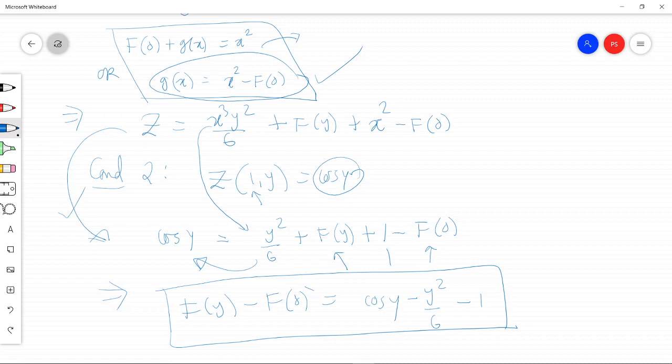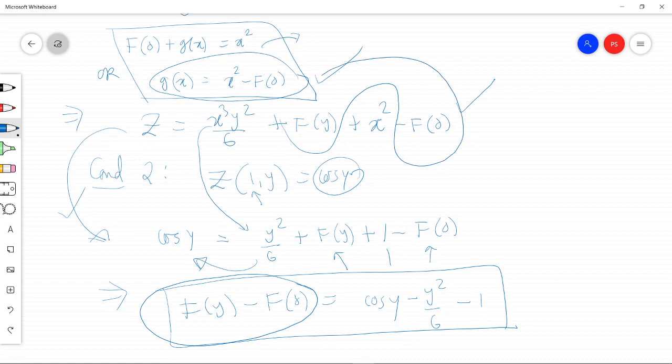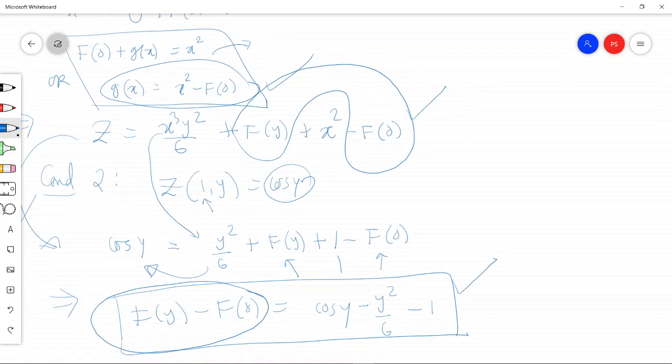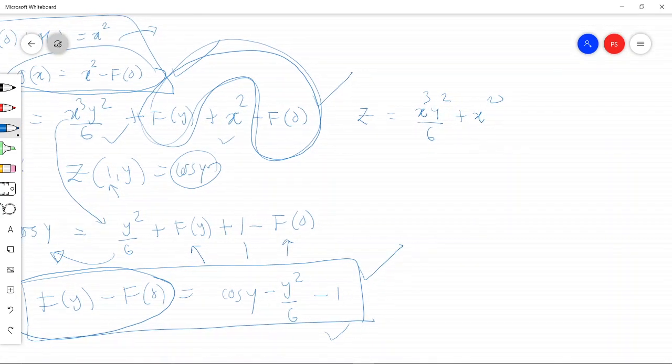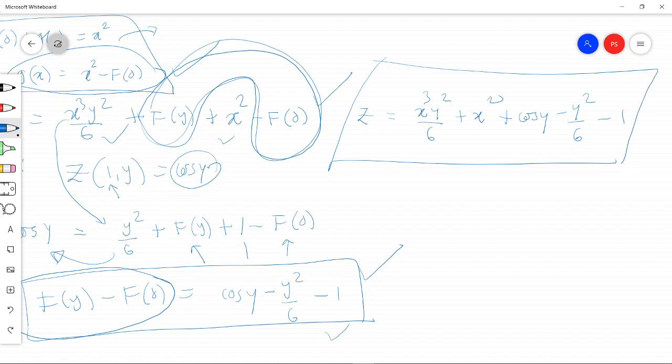Now let us substitute for this value here. F of y minus f of 0 is to be replaced by this term. So this gives us z equal to x cube y squared by 6 plus x squared. So these two terms are retained, and instead of this expression we have to substitute this. So we write it as plus cos y minus y squared by 6 minus 1. So yes, now this is the particular solution subjected to the given two conditions.